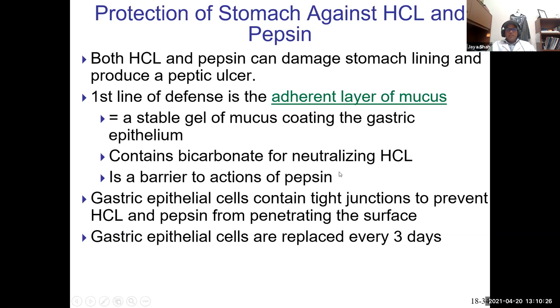This contains bicarbonate for neutralizing HCl, and is a barrier to the action of pepsin. Pepsin enzyme is also very acidic, and it cannot pass through that layer. Another protection is the gastric epithelial cells. These epithelial cells are attached to each other by a junction. That junction is called a tight junction, and the tight junction does not allow anything to enter inside the cell, which could damage the cell, okay? Gastric epithelial cells are replaced every 3 days, like 72 hours. So if there is damage, they have a higher rate of mitosis. That's why they are replaced easily, okay?